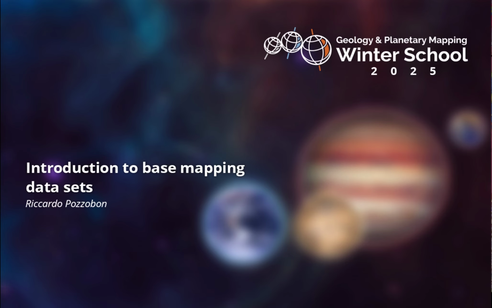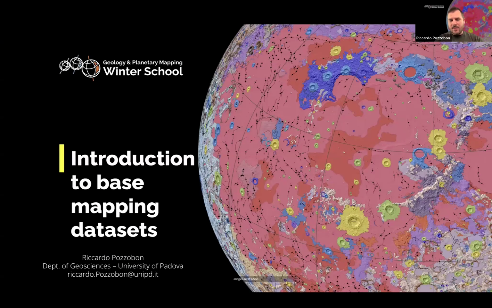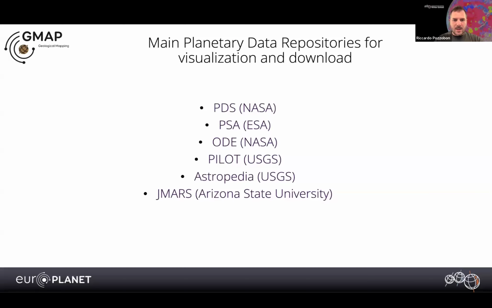So, introduction to base mapping datasets. Of course, we are running a planetary mapping school, but we need to know where to gather the data before starting to map. And by data, I mean all the types of image data and topographic data that is available to us. There are many data repositories for visualization and download. They are improving and increasing throughout the years, but essentially they can be narrowed down to these ones.